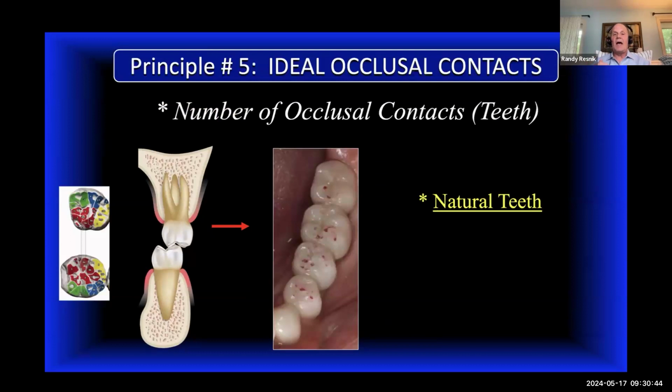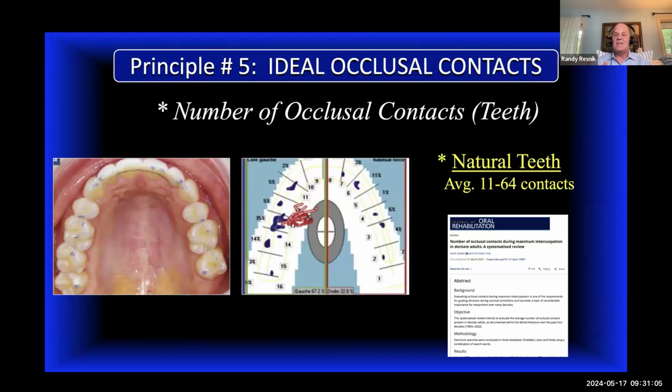So if we look at number 5, we want to make ideal occlusal contacts. Now, everyone remembers from dental school where you look at the cusp-fossa relationship and you're trying to get as many contacts as possible. If we look at natural teeth, there's a systematic review that looked at how many contacts there actually are on natural teeth. With over 50 studies evaluating this question, the average is between 11 and 64. So it's basically a range. There are so many factors that come along with it.